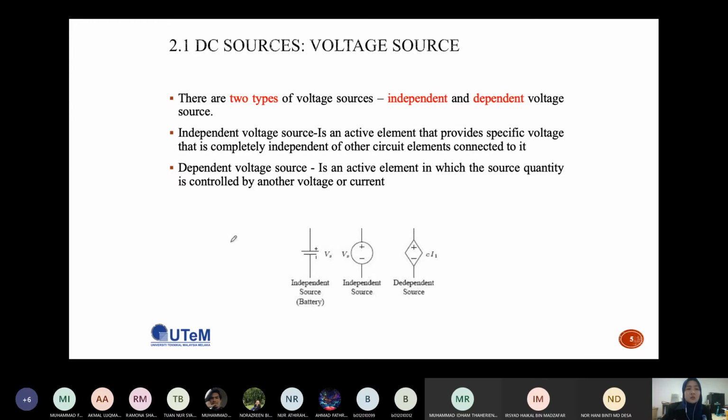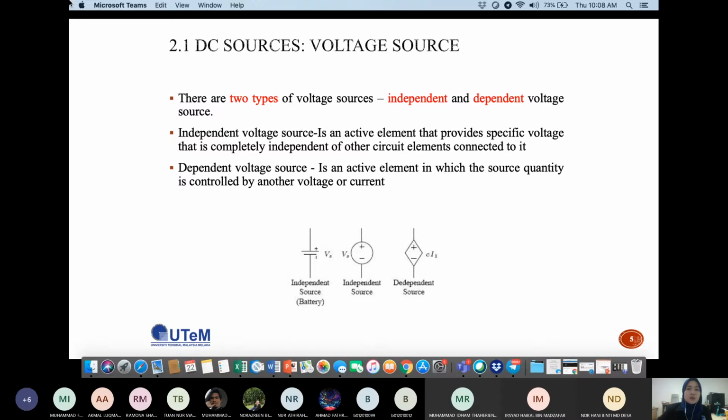This has also already been covered in the previous class. For voltage source or current source, there are two types. The first one is the independent voltage source. The second one is the dependent voltage source. The independent voltage source is an active element that is independent of other elements. Dependent means that the source is dependent on other elements.